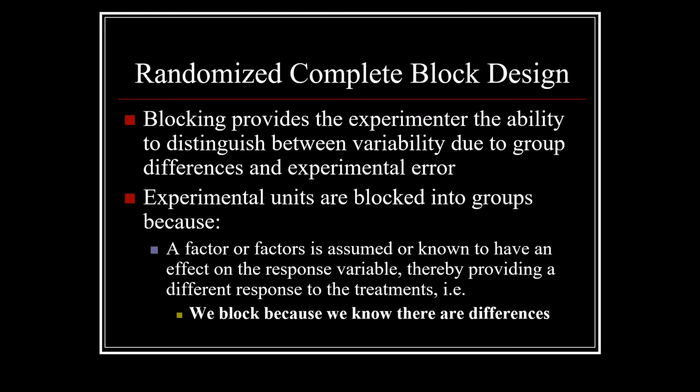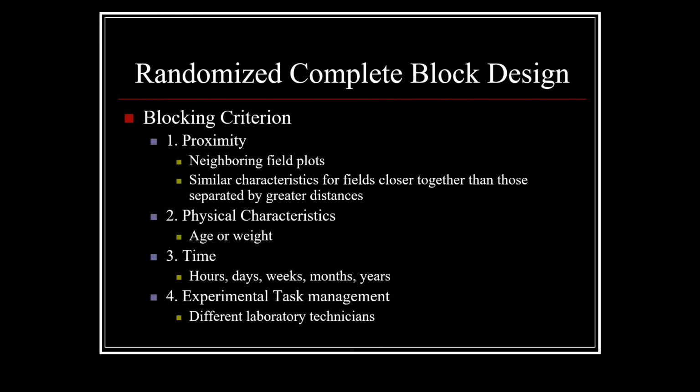So blocking provides the experimenter the ability to distinguish between variability due to group differences and the variability in experimental error. So our experimental units are blocked into groups because we know there is a difference. What type of criterion would cause us to want to block? Well, proximity. Neighboring field plots should have similar characteristics as opposed to those that are separated by greater difference. Physical characteristics such as age or weight.